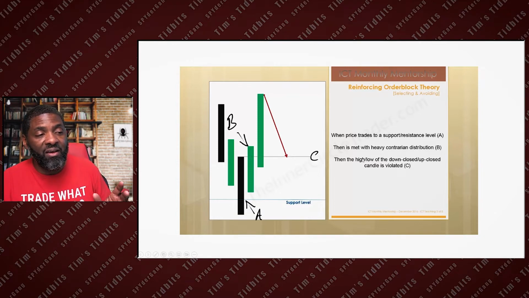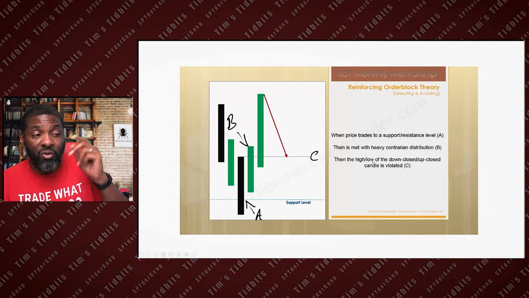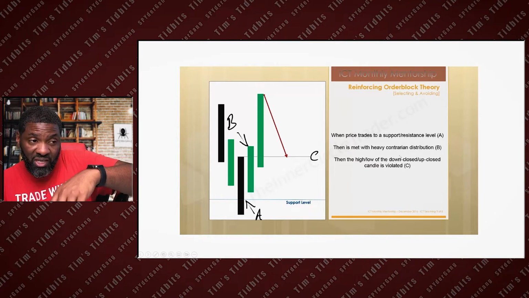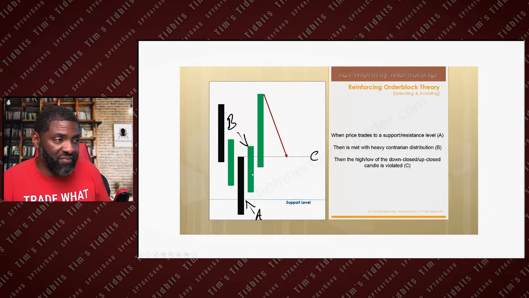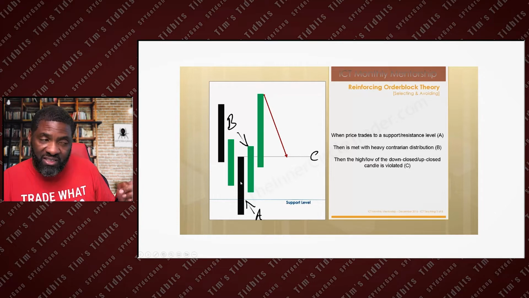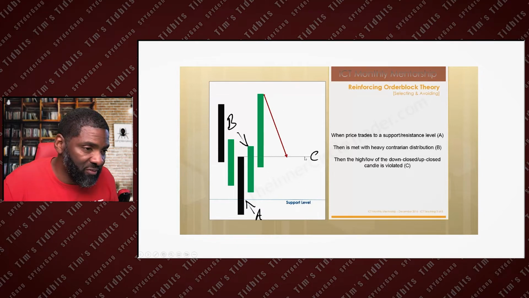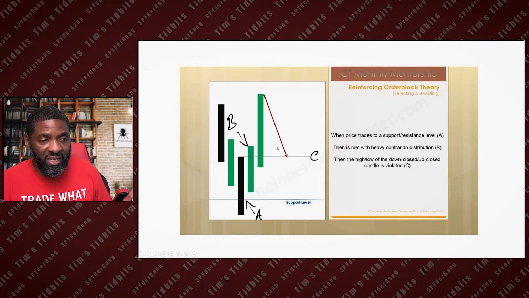Then the high of the down close candle or the low of the up close candle is violated right here with the heavy distribution. The high of the down close candle was violated, and if it was bearish, it'll be the low of an up close candle being violated. And then again, same thing. The entry technique is once price trades back down to the order block. This is the order block here.